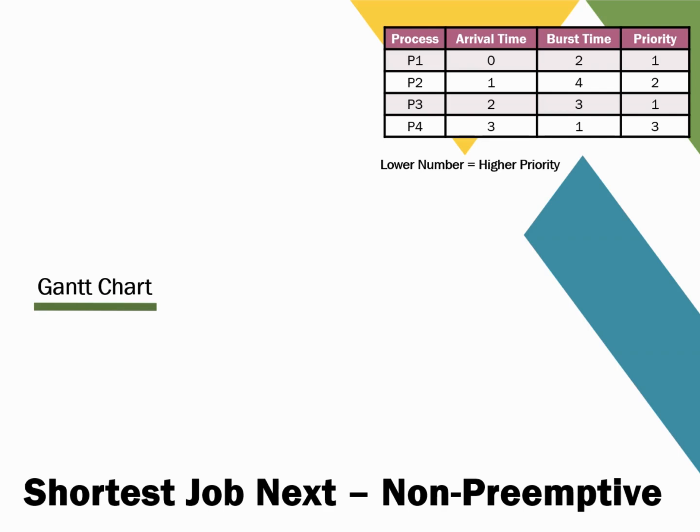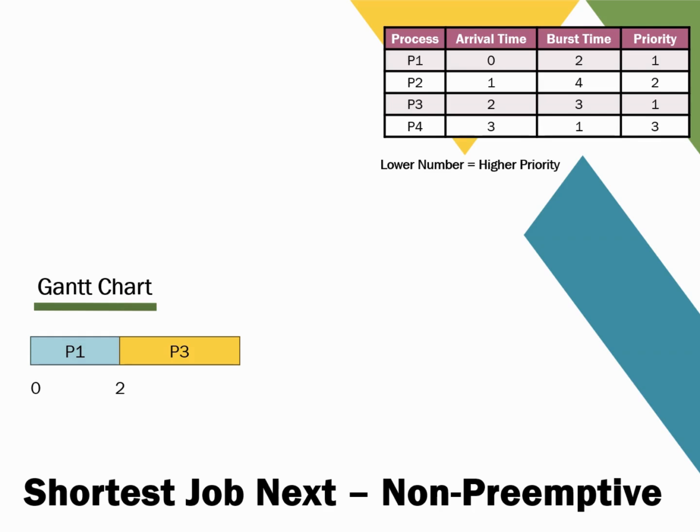We have four processes, and at time 0, as you can see here, we only have P1. So our scheduling starts with P1 because there are no other processes to be scheduled. P1 runs between 0 and 2, and then at time 2 we have two processes, P2 and P3. Between them, because the burst time for P2 is 4 and P3 is 3, we choose P3 because it has the shortest burst time.